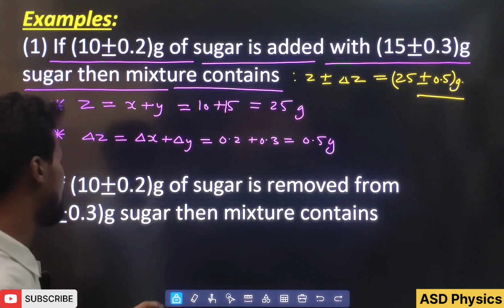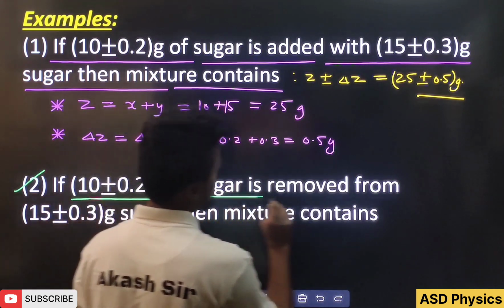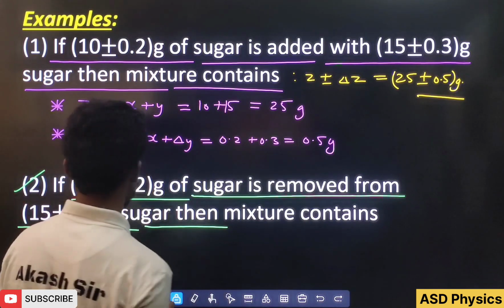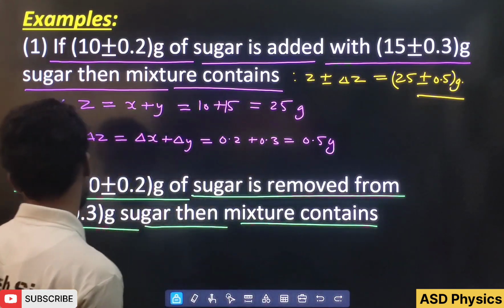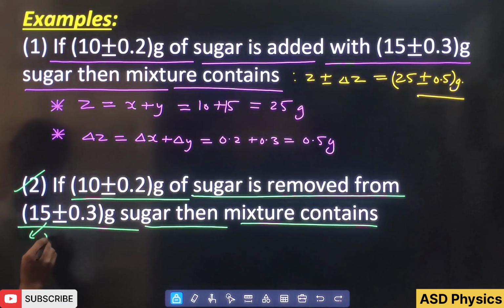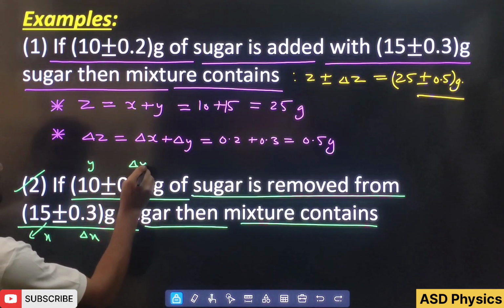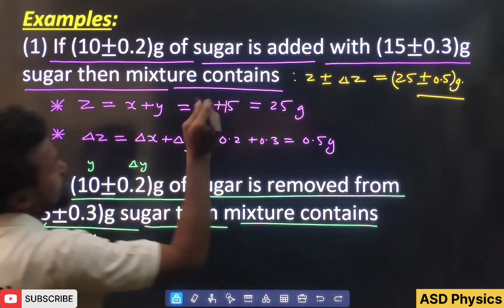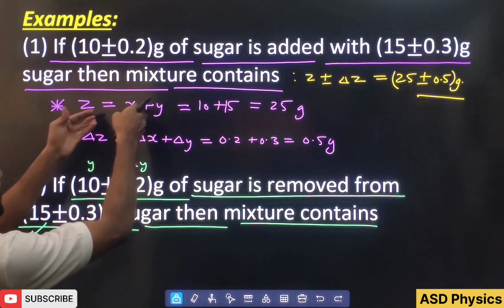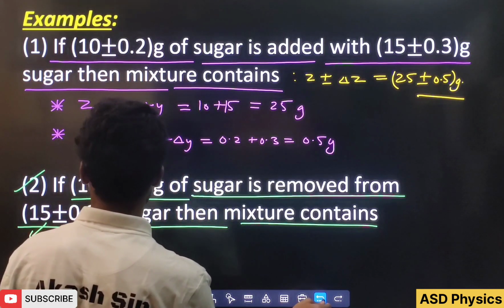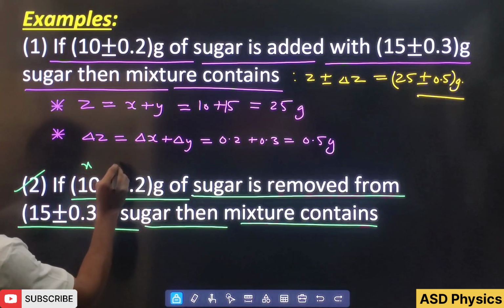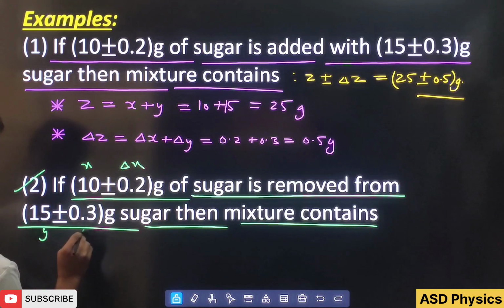Can you see the second one? Now, if 10 plus minus 0.2 gram of sugar is removed from 15 plus minus 0.3 gram of sugar, then how much does the mixture contain? Let's take, for example, this is x and this is delta x, and this I am considering y and this delta y. Don't be confused: even if I take 10 as x and make the other y, I can make it reverse also, not a problem. Anyhow, let's take this as x, delta x, because I don't want to confuse you.